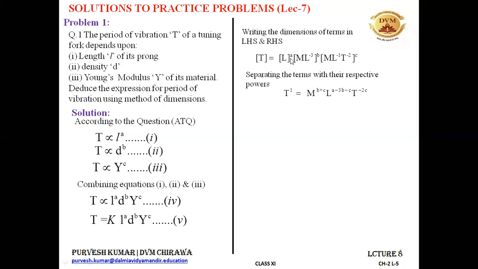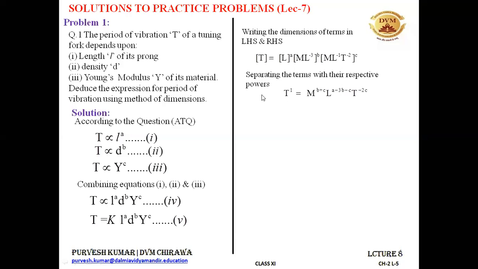I'm again telling you this thing, that M is having power B over here and M is having power C over here. When the coefficients are same and the powers are different, we can add the powers. So this is M to the power B plus C. Similarly for L, over here it is power A, in the second term it is power minus 3b, and in the third term the power is minus c. That's why I've written a minus 3b minus c. And in the third one, that is for T, the T is involved only in one term. So we'll be having T to the power minus 2c.